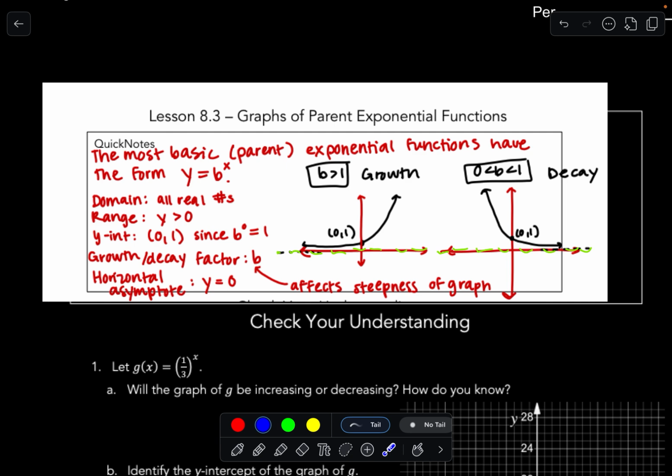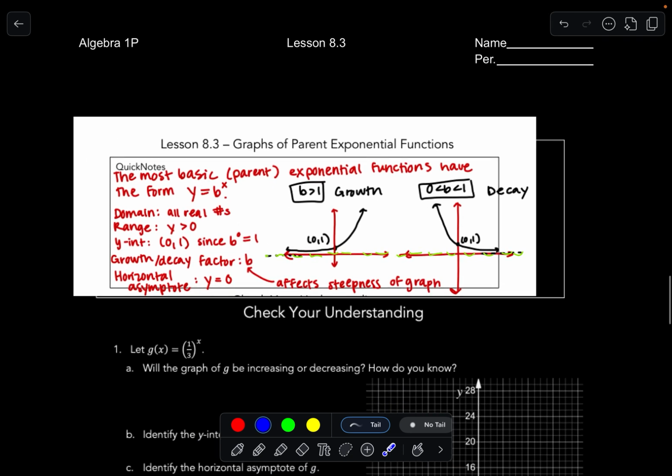So, in other words, for growth, it would be b to the 3, and let's say b is 2, so it'll be 2 to the third is 8. The decay would be b to the negative 3 to get 8, because decay would be 1/2. Anyway, and also the bigger b is, the more steep the graph gets. In other words, it blows up faster.